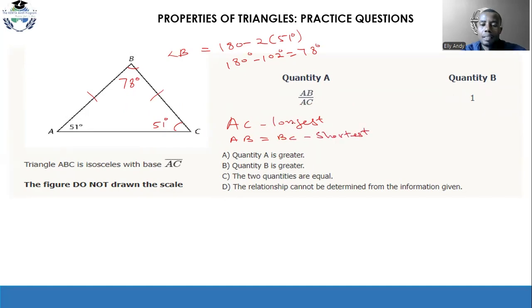are the shorter sides. So if you have a small number divided by a big number, the result will definitely be less than 1. For example, if we have 2 over 10, the result is a fifth, or 0.2. So whatever the measurement for these sides are, because AB is less than AC, quantity B will be greater than quantity A.